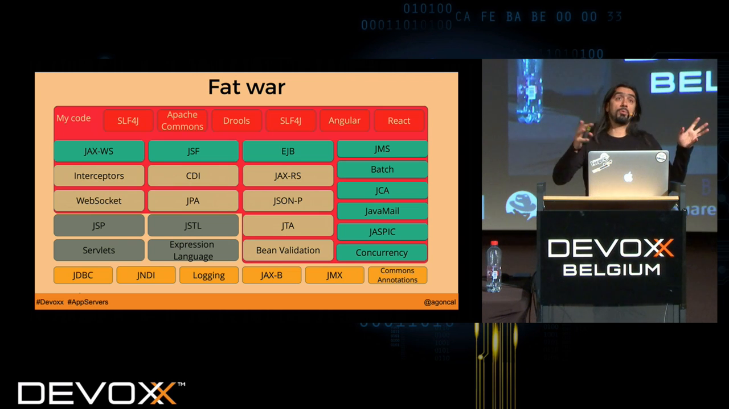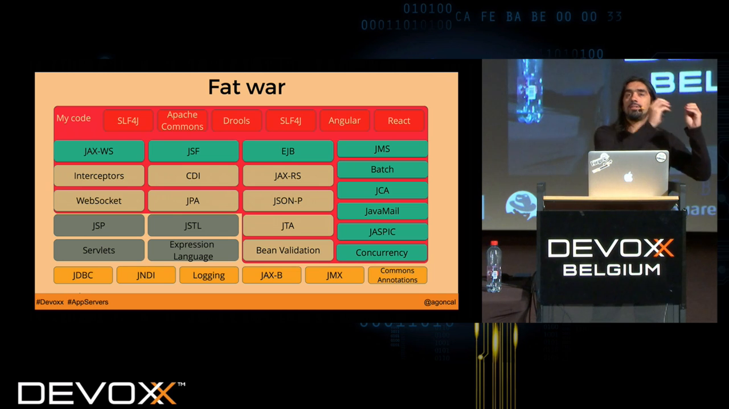There's the Spring approach, the fat WAR. So with Spring, I package my code, but my dependencies, now I have to depend on Hibernate, so I package it. I need to depend on JAX-RS, so I need to package it. So we always had to deal with a skinny WAR inside, let's say, a heavyweight Java EE application server, or a fat WAR deployed into a lightweight Java EE application server, namely a servlet container. So Spring will package everything and run on Tomcat or Jetty.